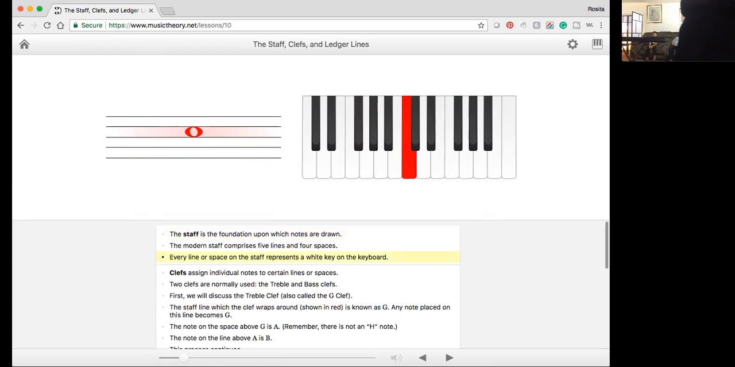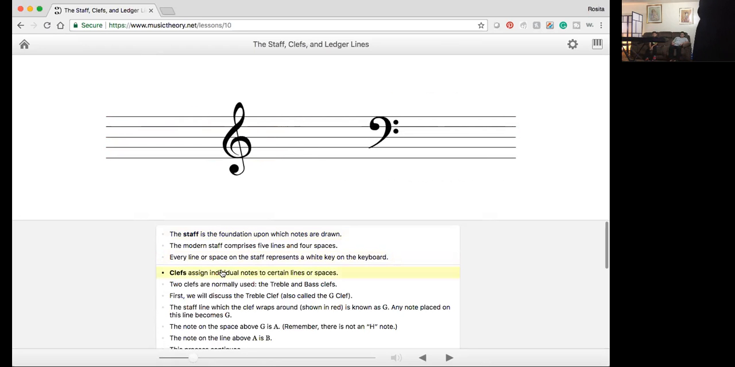Now, to read music, my dear, once I can find my mouse, there we go. We're going to use these weird symbols. En inglés se llama clefs. Clefs. En español se dice claves. Claves.